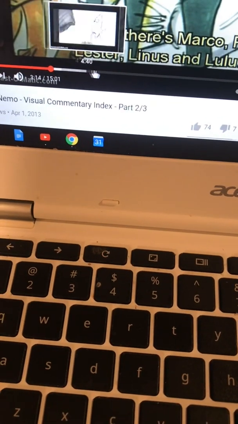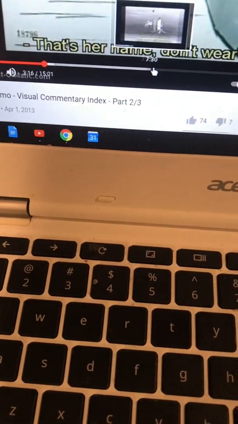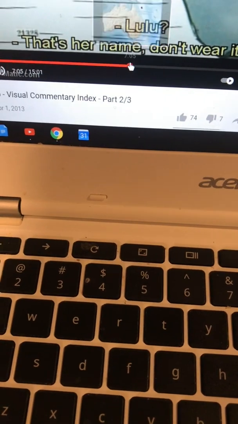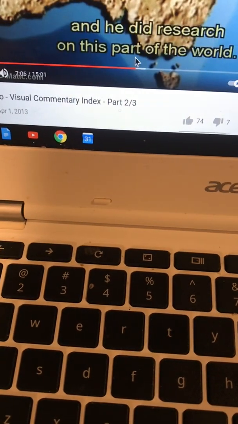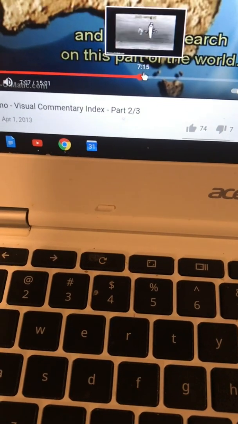One of the most... Polo, Lester, Linus, and Lulu. Lulu? That's her name. Don't wear it out. Story guys, and he did research on this part of the world.